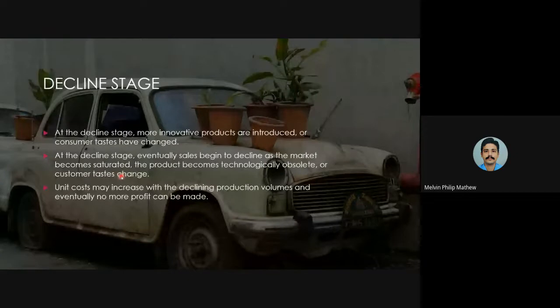So unit cost may increase with the declining production volumes, and eventually no more profits can be made. So unit cost is nothing but the cost incurred while producing and the number of products that are kept inside inventory. That is unit cost, and it may increase due to the declining production volumes. So the production volume is declining, and only the unit cost is increasing. So that is the decline stage of the product life. So these are the four product life cycle stages.